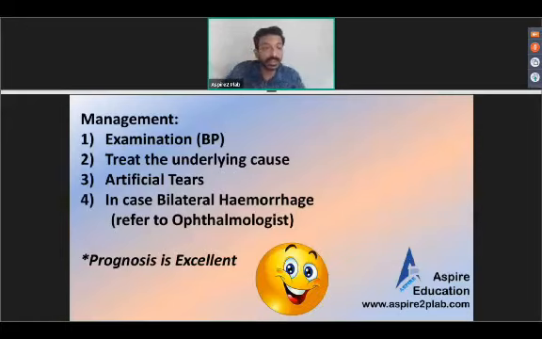So in the examination, please do mention blood pressure, treat the underlying cause, and give artificial tears if the patient says they're having irritation or any foreign body sensation. And definitely give a warning sign and follow up in all the stations. Tell the patient that if you have bilateral hemorrhage, the same kind of redness in both the eyes, please do come back, because in that case we need to refer the patient to an ophthalmologist. All right, and prognosis is excellent.